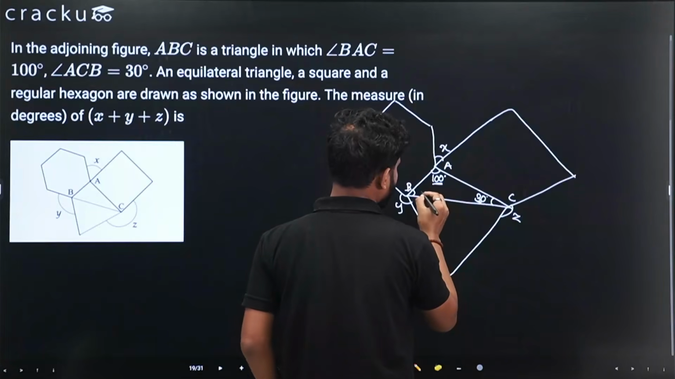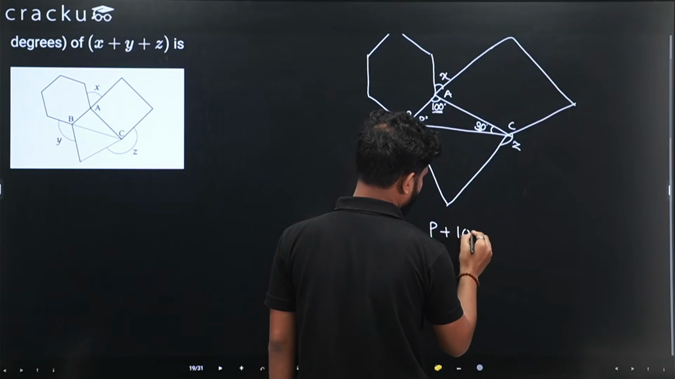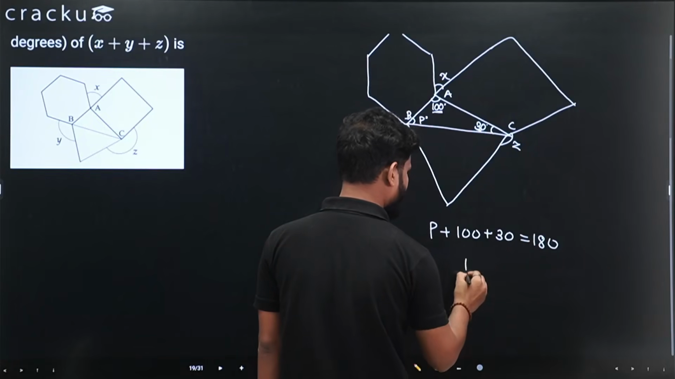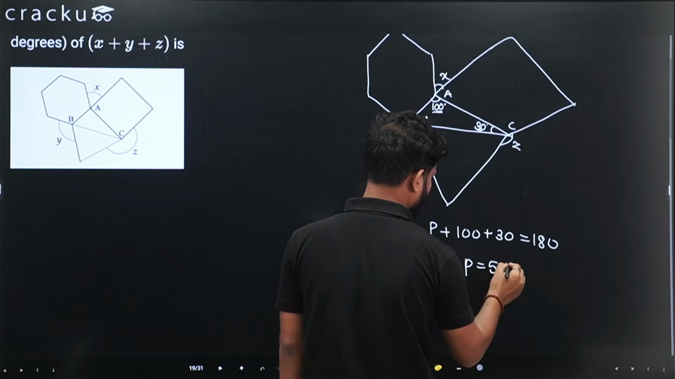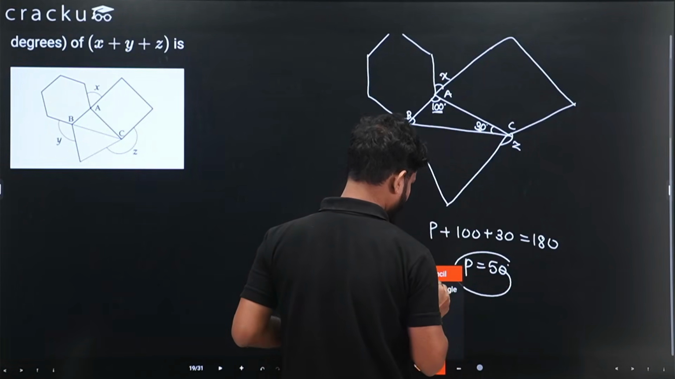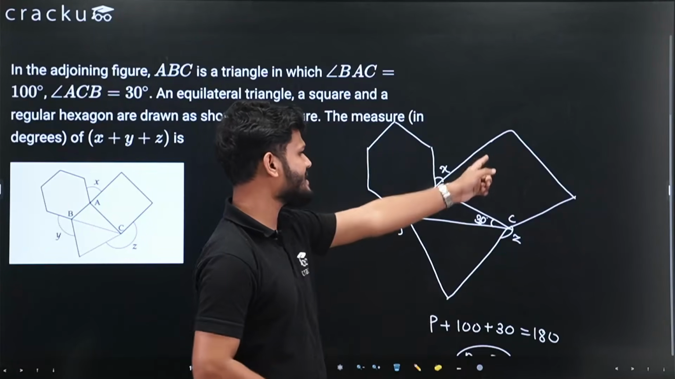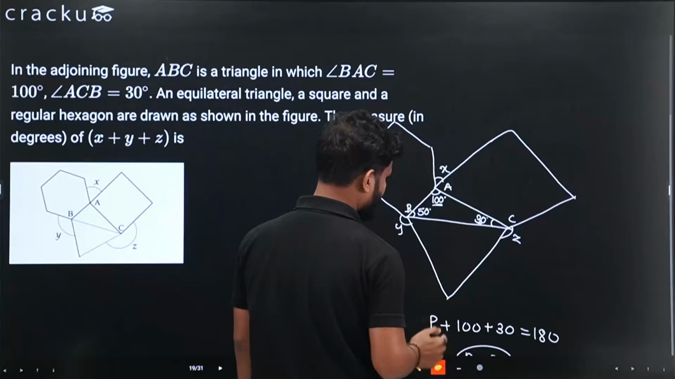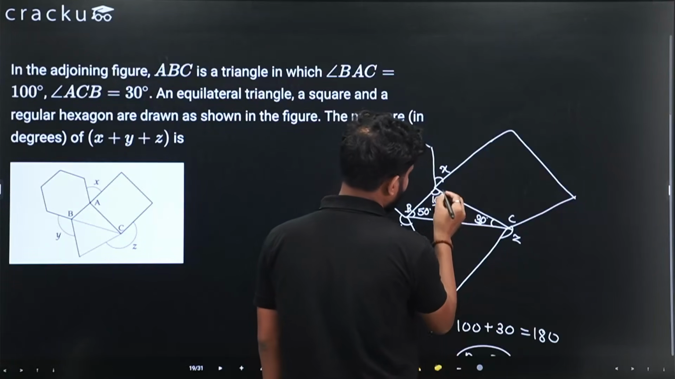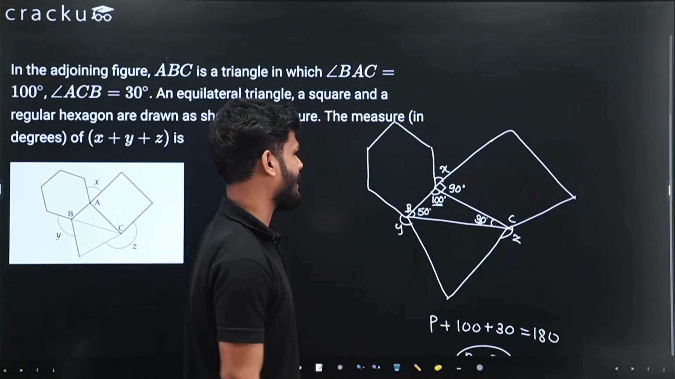Let us say this is some p degree. So p plus 100 plus 30 degree is equal to 180 degree. From here you get p is equal to 50 degree. So this will be 50 degree. Now this is a square. So what will be this angle? In a square, every angle is a 90 degree. So this angle will be a 90 degree angle.